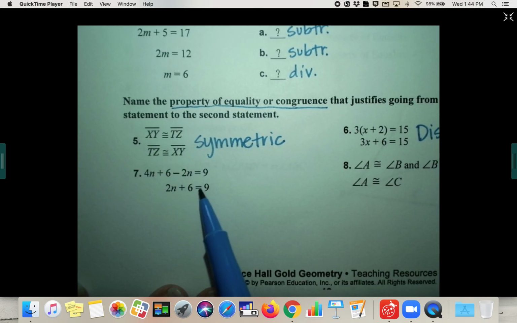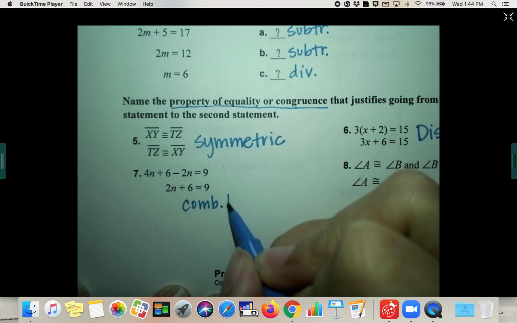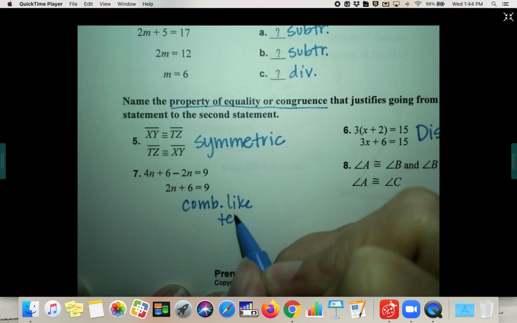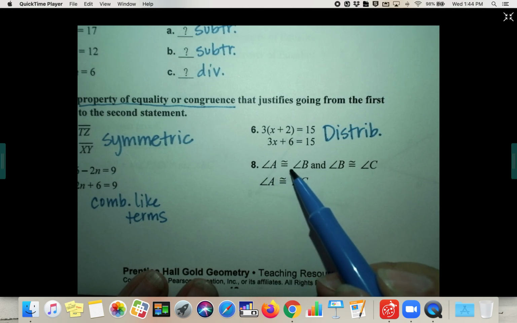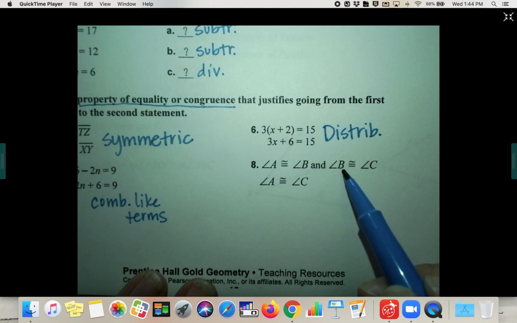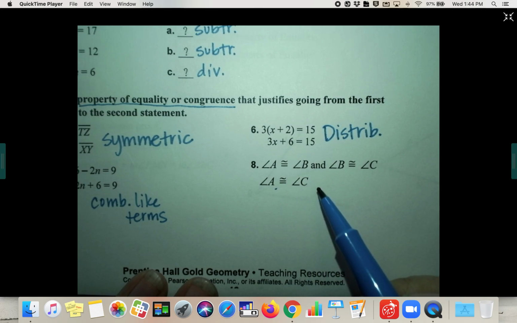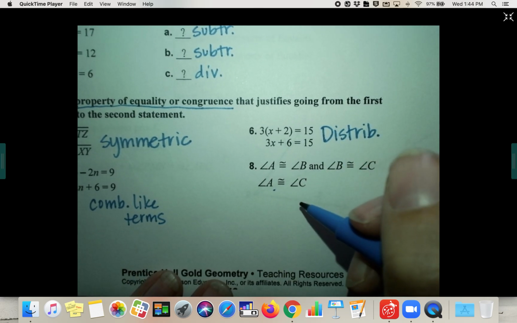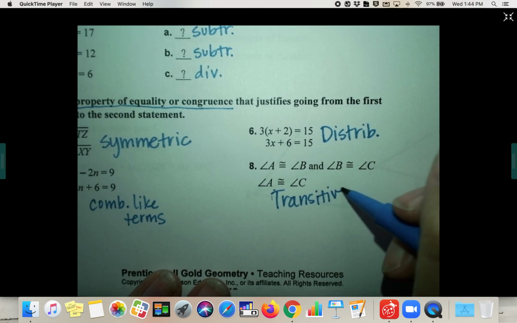Number 7, it looks like they first combined like terms, and that's all I can really see, so we'll just put combined like terms. And then number 8, they have angle A is congruent to angle B, and angle B is congruent to angle C. Angle A is congruent to angle C. So that would be like law of syllogism, but our property is actually called transitive property.